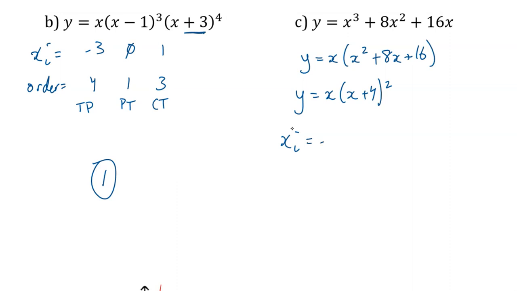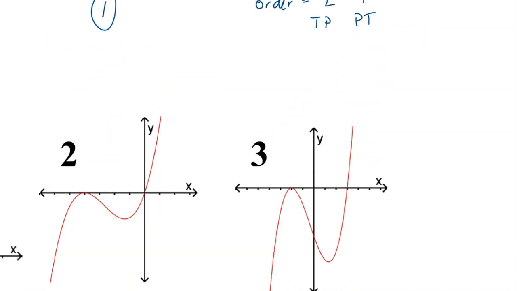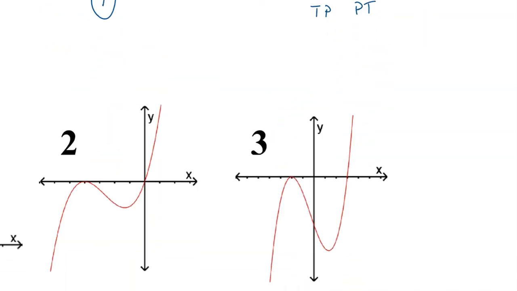Now that's in factored form. Again, I've got an x-intercept of -4 and 0, and the order is 2, so that's a turning point, and 1, so that's a pass-through. And again, we already know that it is graph 2, but again, now we know even more that it's graph 2, because we can see that it has a turning point at -4 and a pass-through at 0. Whoops, 2.